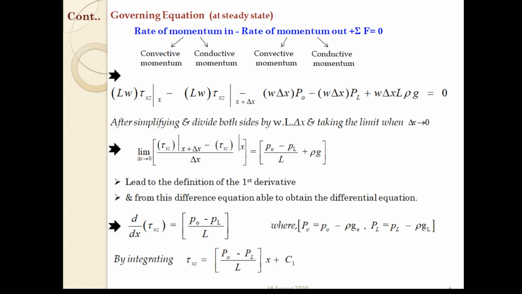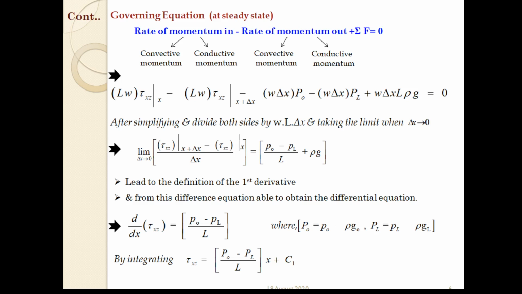Now at steady state, the governing equation is: rate of momentum in minus rate of momentum out plus summation of all forces acting on it is equal to 0. We have the convective and the conductive terms also. As I have mentioned, the convective mass at the top and the bottom of that narrow slit, or the control volume, is equal, and the velocity in the z direction is equal through this control volume. As the convective mass is equal, the convective momentum terms will cancel each other.